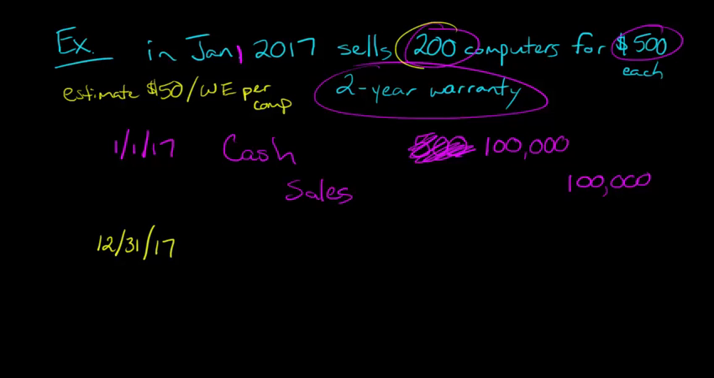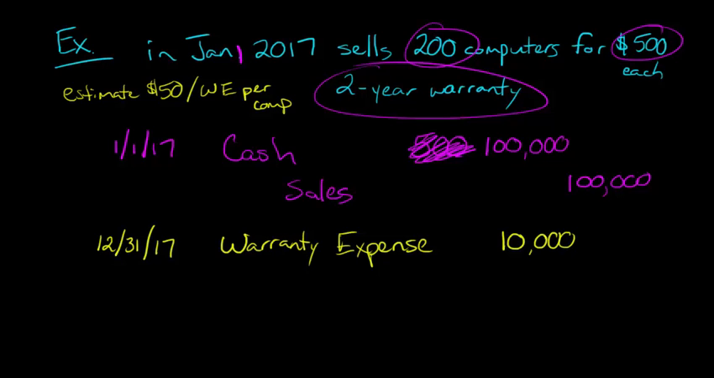Well, let's think about it. So there's 200 computers, and they're estimating on average they're going to have an expense or a liability. So they're going to have to sacrifice some assets to the tune of $50 for each computer. So we just take that 50 and multiply it by 200, right? And that's what we have to accrue. So what do we have here? 50 times 200 is 10,000. So we're going to have warranty expense of $10,000.